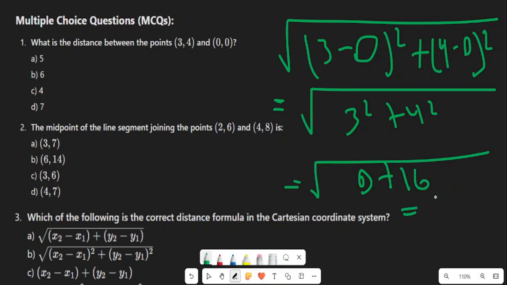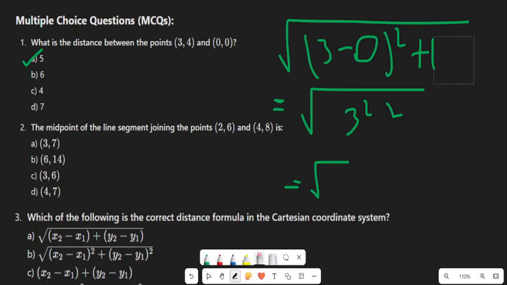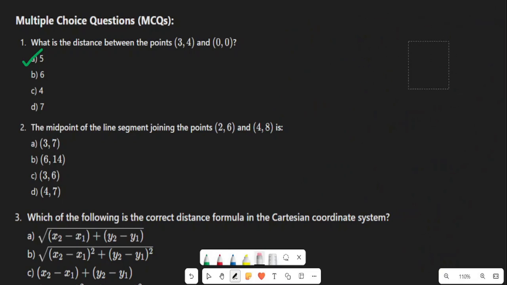9 plus 16 equals what? 9 plus 16 equals 25, and there is a root. So root over 25 equals 5. So our answer is 5. So that's how we do this maths actually, but we have so much less time, so we will do it faster using the calculator. Now the midpoint of the line segment joining the points 2, 6 and 4, 8.